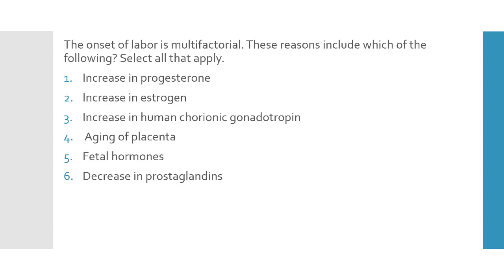Number 6, decrease in prostaglandins. This is not a correct answer. Hormonal changes that occur prior to labor are increase in estrogen and prostaglandins with a decrease in progesterone. Number 2, 4, and 5 are the correct answers to this question.